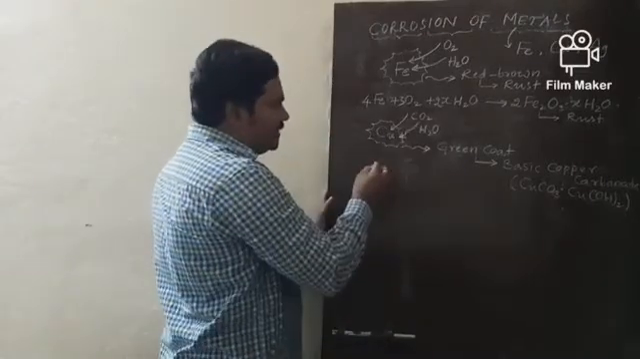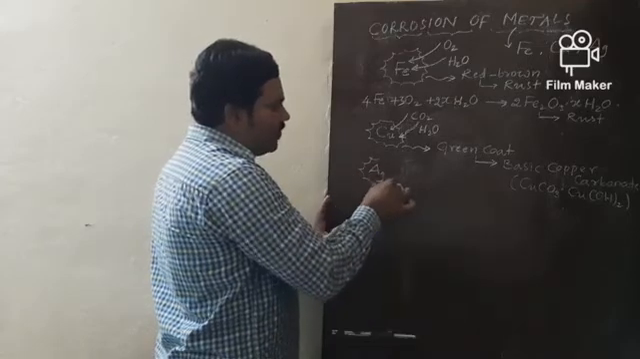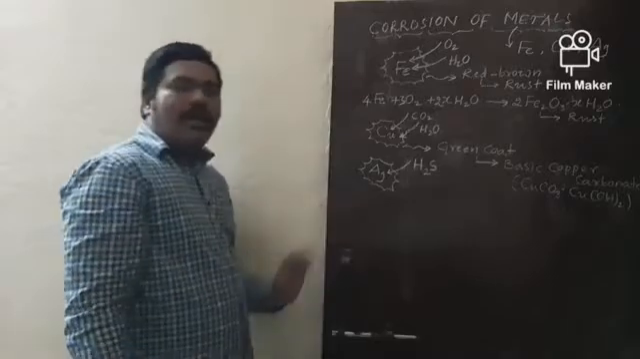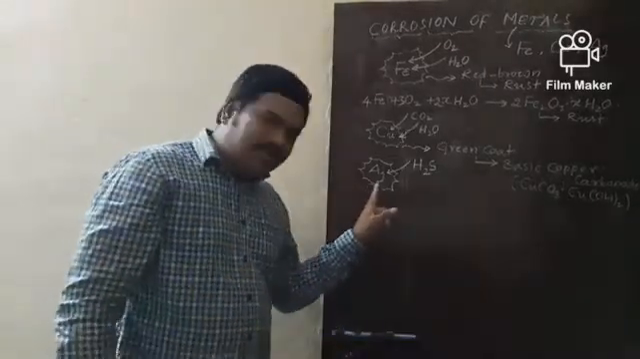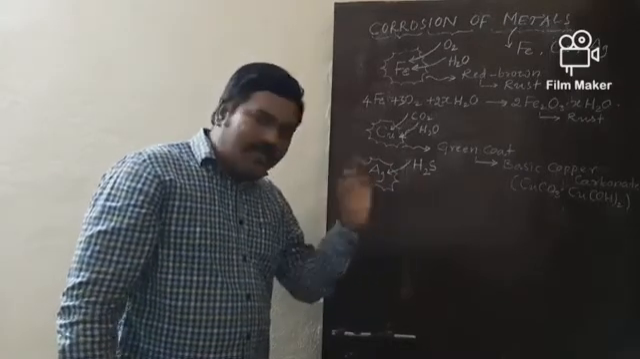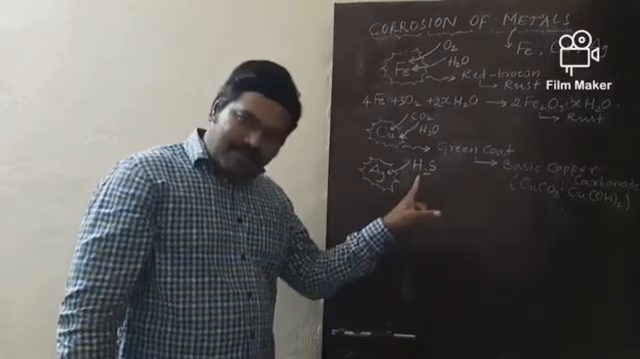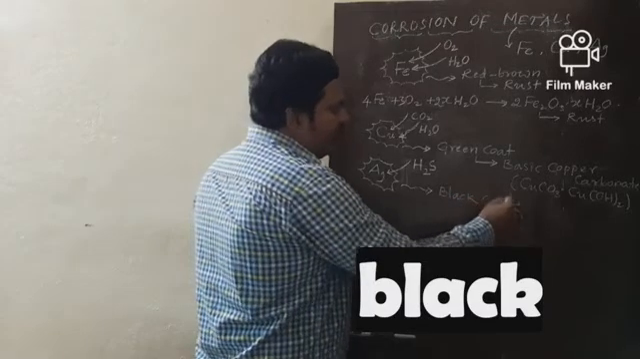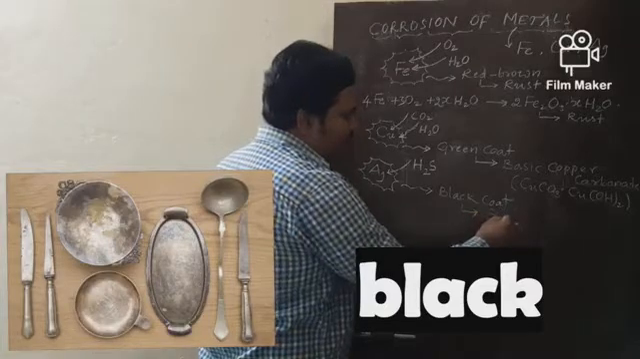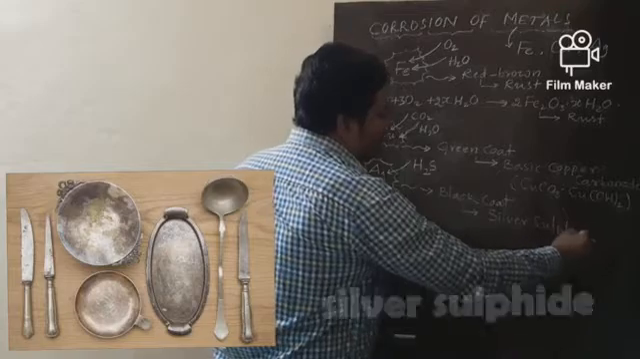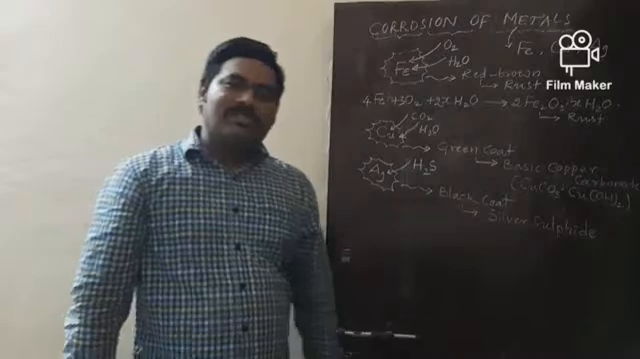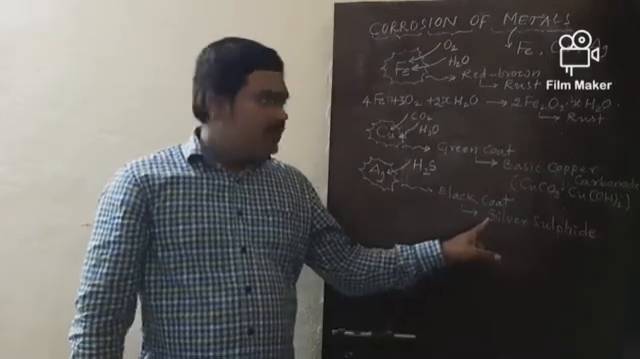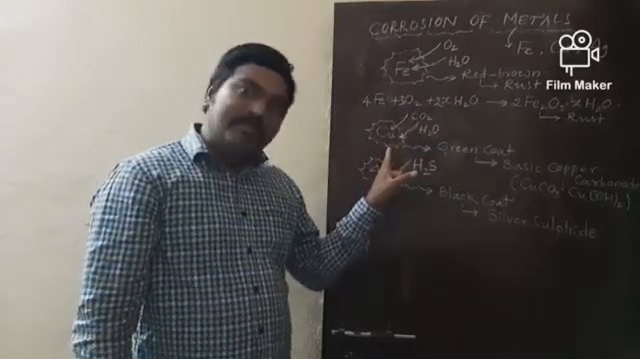In a similar way, let me take the third metal, silver. Silver also undergoes corrosion. Silver picks up a sulfur compound present in the atmosphere. What is that? Hydrogen sulphide. Finally, silver develops a black coating, and this black coating is due to the formation of silver sulphide. So silver particles develop a black coating called silver sulphide. So this is about corrosion of iron, corrosion of copper, and corrosion of silver.